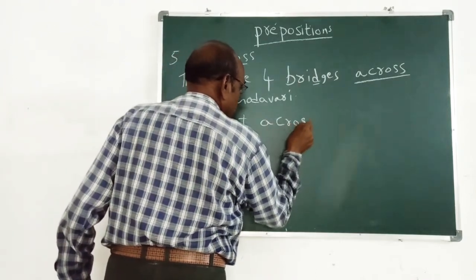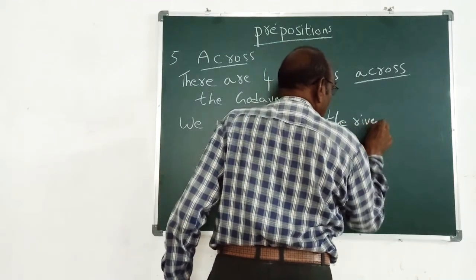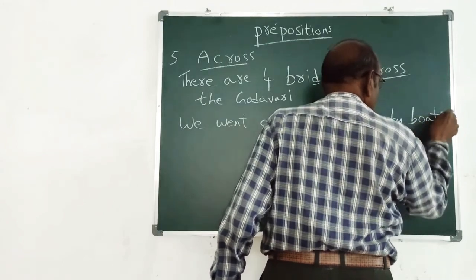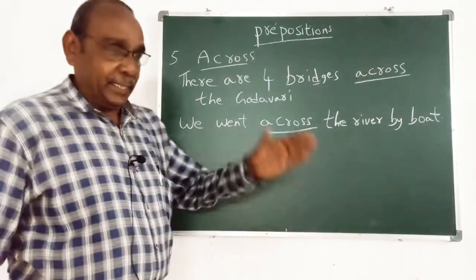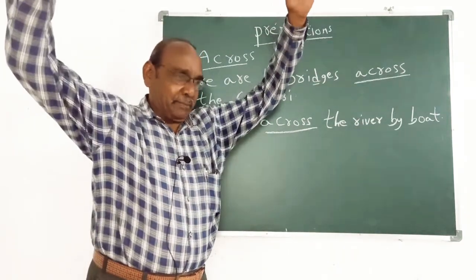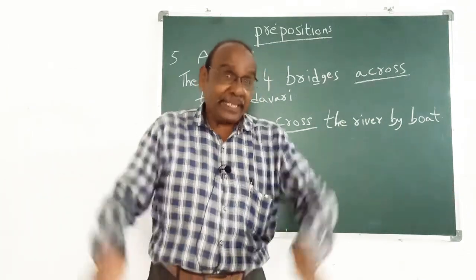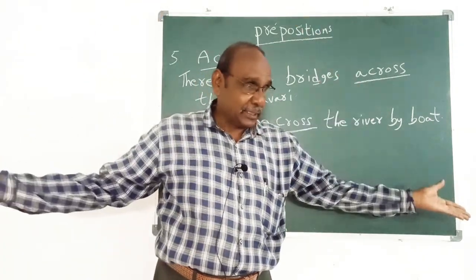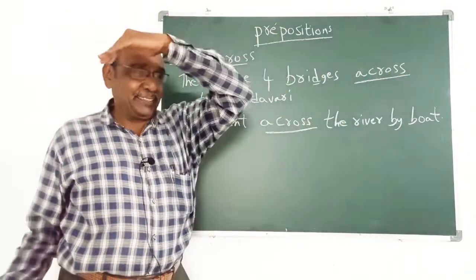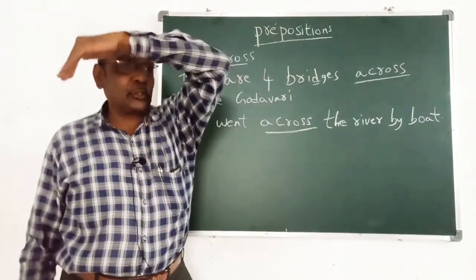Next, we went across the river by boat. Okay, now Godavari Nadi is a very long river. So this side and this side it is not very long. Straight it is very long. Sideways width is not much. So ee end nunchi aa end varaku bridge undi. So there are four bridges across the Godavari.